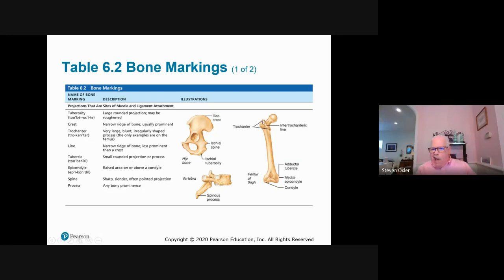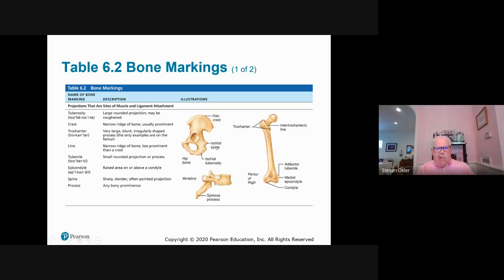Okay? This is the lateral trochanter. This is the medial trochanter. Remember, this is your femur. In between the lateral and the medial trochanter is the intertrochanteric line. Why is that important? Because this is where old people break their hip, right here, in the intertrochanteric line between the lateral trochanter and the medial trochanter.